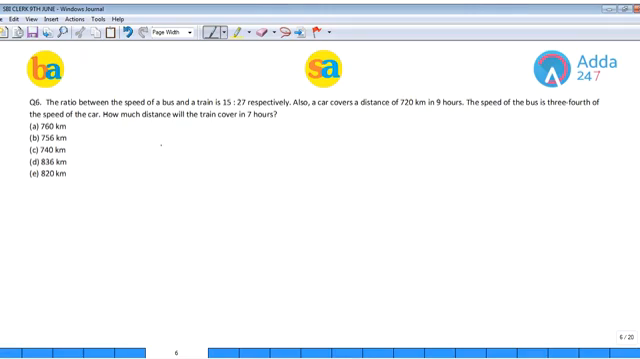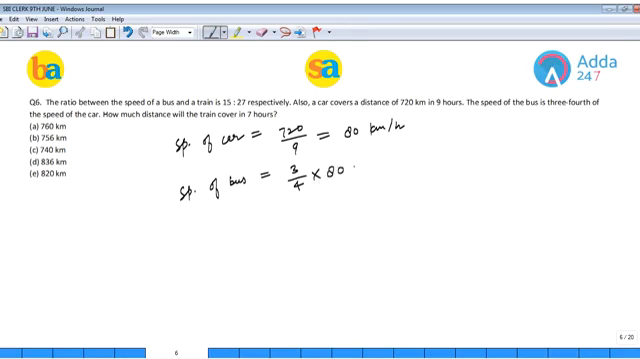So, speed of the car is 720 upon 9, that is 80 km per hour, and speed of bus is 3/4 into 80, so that will be equal to 60 km per hour, because the speed of bus is 3/4 of the speed of the car.